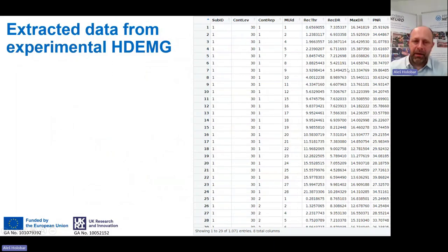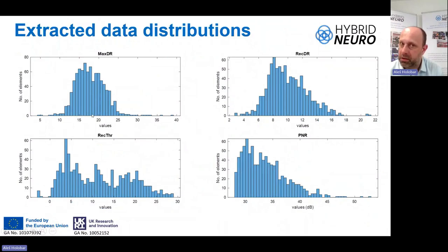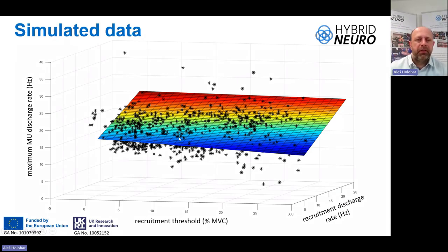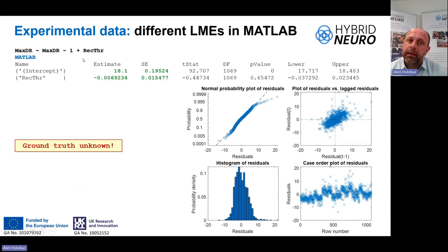You have the extracted parameters calculated in the table that is fully accessible to you. You can observe the distributions this time of the experimental data. You can observe the very same plots of the increase in discharge rate. You can see that there is something going on, that the maximum discharge rate is much higher than the discharge rate at the recruitment. But now you can go on the quest and see whether or not you can fit this behavior by taking the discharge rate and the recruitment threshold as fixed factors, right? Again, you see the black asterisks in the 3D plot coming from different motor units, cumulative plot across all the subjects. And you can go and start fitting the data.